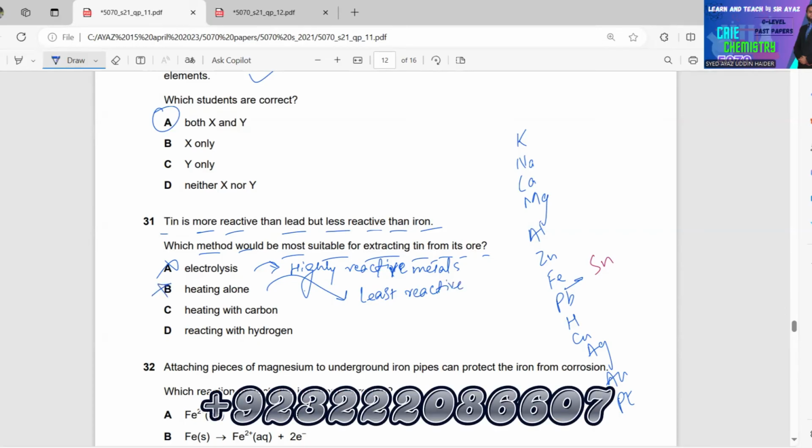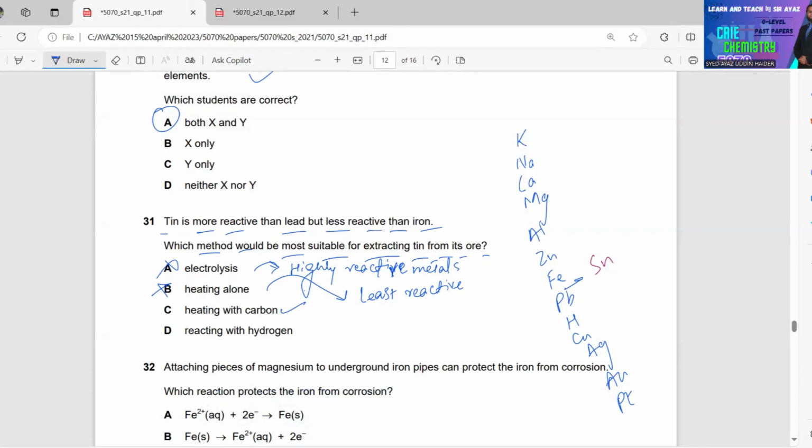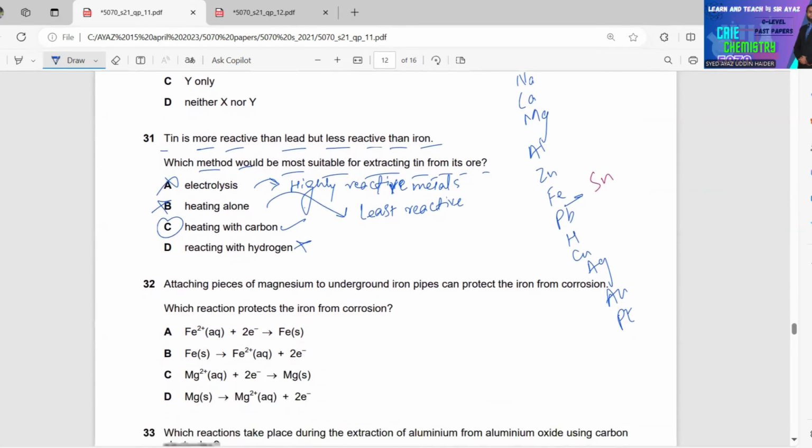This is also incorrect. C, heating with carbon. This looks correct to me because iron is obtained from its ore by heating with carbon monoxide. So this looks correct to me. What about D? No, reacting with hydrogen. Hydrogen is less reactive than tin. So this can't be the right answer. C must be the right answer for number 31 in this case.